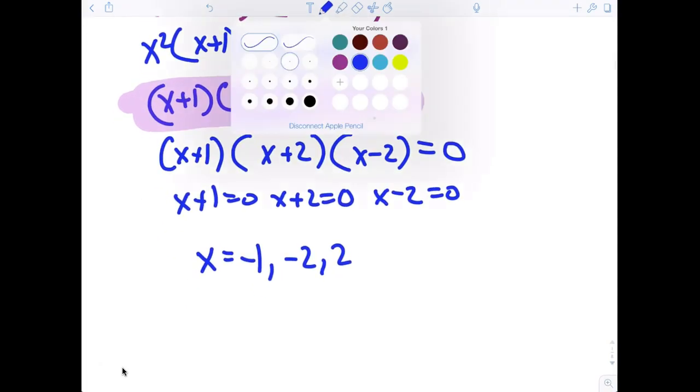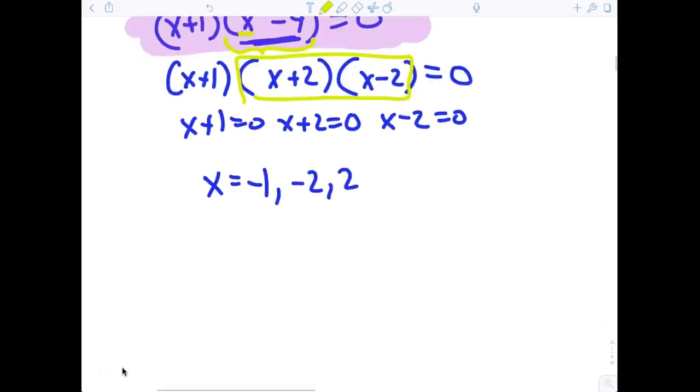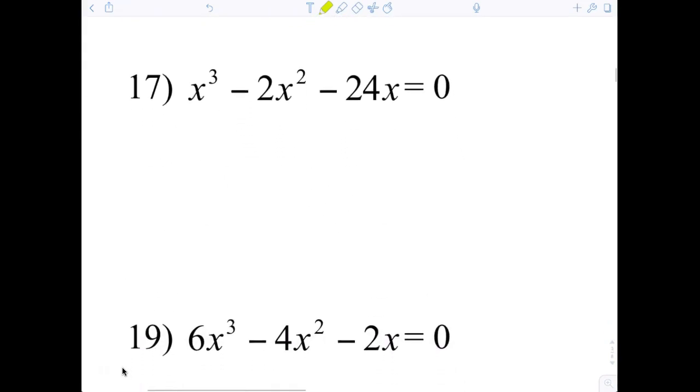So this right here factors to this. You see it now, right? Because remember, x squared would be x times x, positive 2, negative 2, because the middle term is 0. Is that good now? Boys in the back, y'all good? You with me? All right, let's knock out the next one.